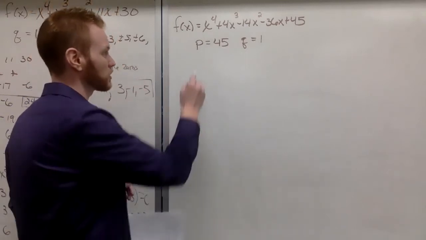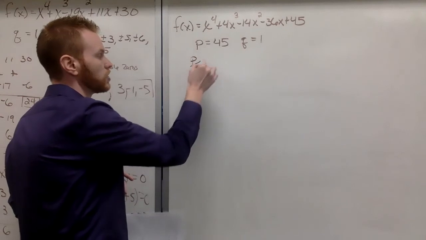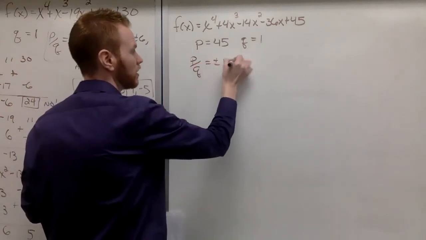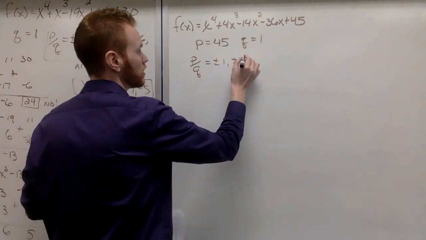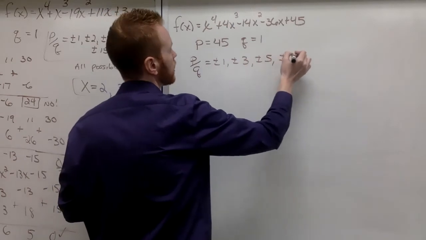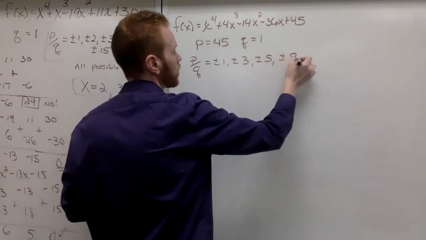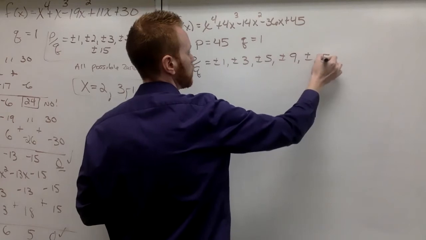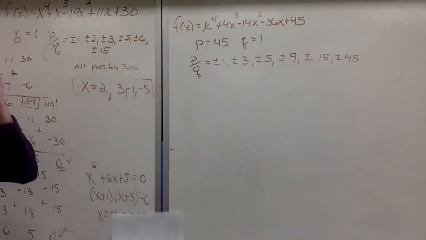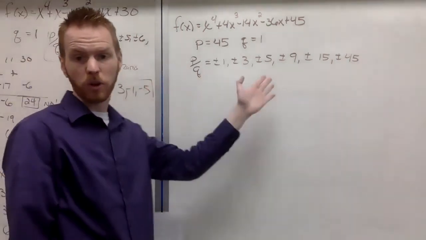That means that my possible zeros is just the p factors. So factors of 45, here we go. Let's see, not 2, but 3 works. 5 works. 9 works. 15 works. And then 45. Okay. All right, so we got these guys to work with.